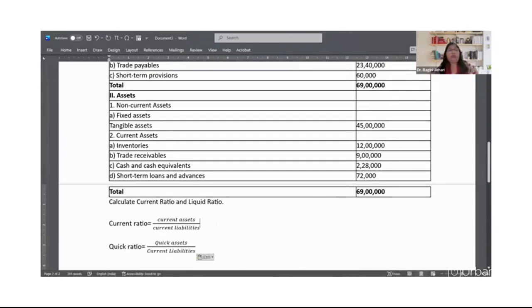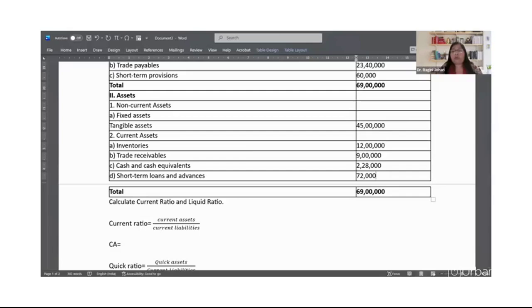So let us first find out the current ratio. Okay, so let us understand what all are there in the current assets. Current assets comprise of 12 lakh, 9 lakh, then 2 lakh 28,000 and 72,000. We add it up together and we get how much? 28, 3 lakh, this 3 lakh, 24 lakh. Okay, so this makes it 24 lakhs together. Okay, so 24 lakh is my current asset.